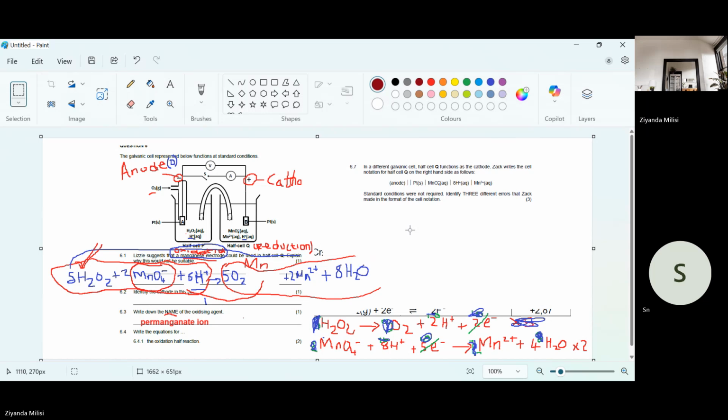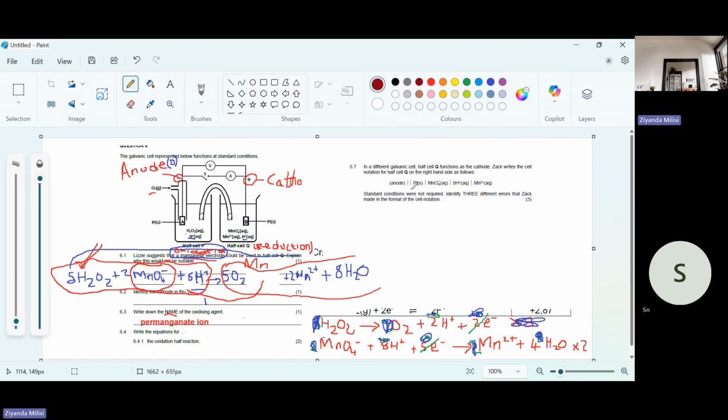Okay. Q functions as the cathode. Okay. Standard conditions were not required. Identify 3 different errors that Zach made in the format of cell notation. I can identify 2 here.